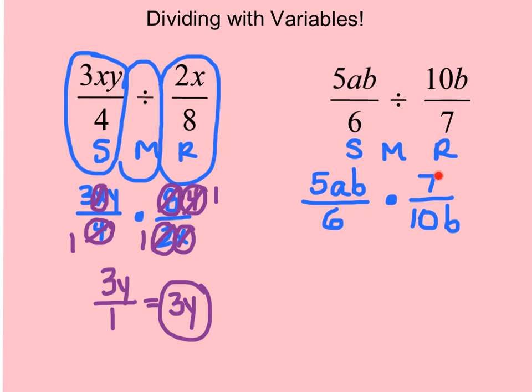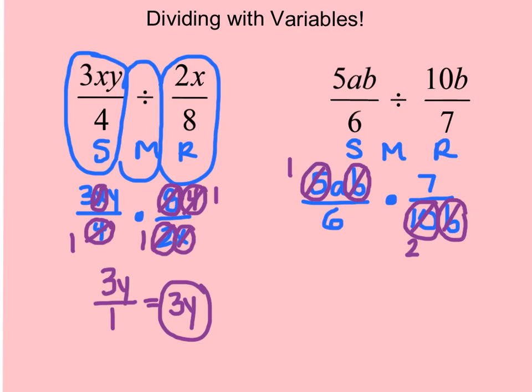Now I look diagonal. 6 and 7, nope, can't reduce that. 5 and 10, yes I can. I can divide both of those by 5. And once I'm done with my numbers, now I'm going to look for my variables. So I'm looking for variables they have in common right here. I have a b in the diagonal positions there. So this b right here and this one, those are going to cancel.